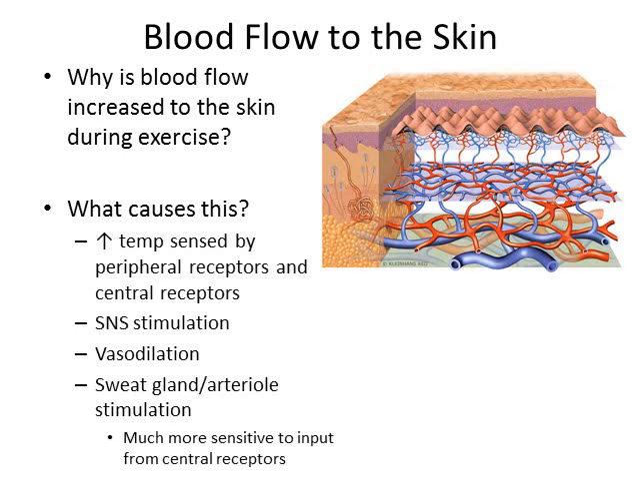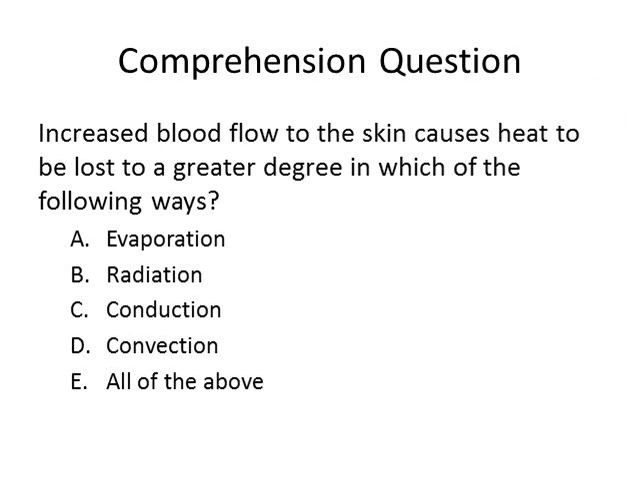And as we talked about in the quiz, these structures are much more sensitive to input from central receptors than they are from peripheral receptors. And so this question here: increased blood flow to the skin causes heat to be lost at a greater degree in which of the following ways? So that's something to kind of think about.